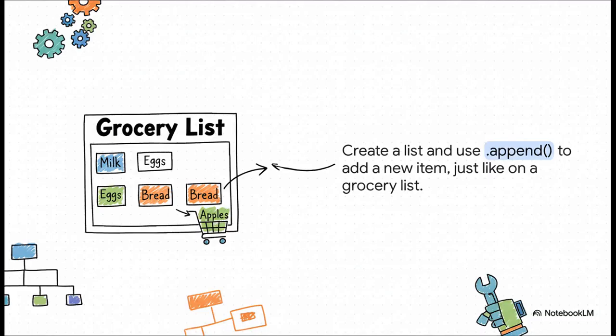So look at this. We make a grocery list, right? It's got milk and eggs. Then we realize, oh shoot, we need bread. No problem. We can just use a little command to tack apples right onto the end of our list. We don't have to start over, we just add to it.